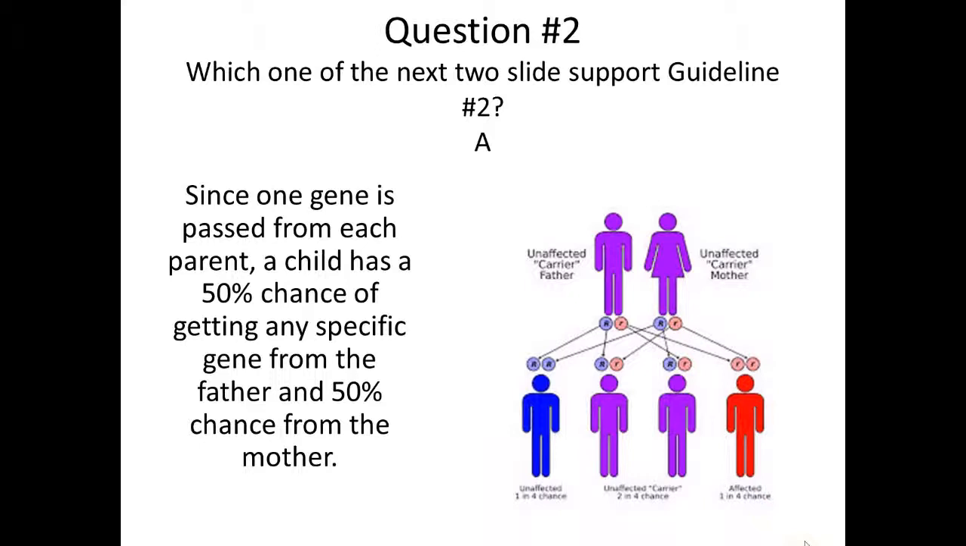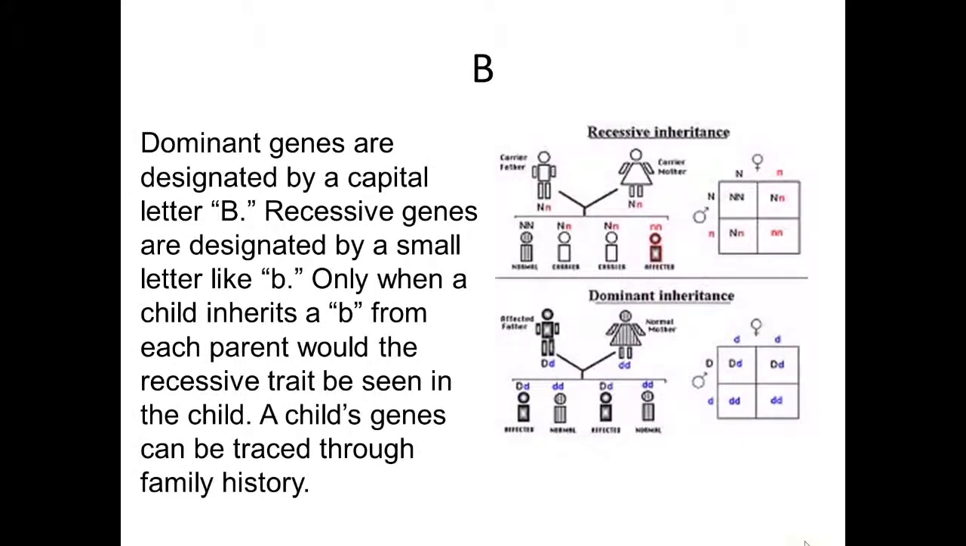Since one gene is passed from each parent, a child has a 50% chance of getting any specific gene from the father and 50% chance from the mother. Dominant genes are designated by a capital letter B. Recessive genes are designated by a small letter like b. Only when a child inherits a small b from each parent would the recessive trait be seen in the child. A child's genes can be traced through family history.